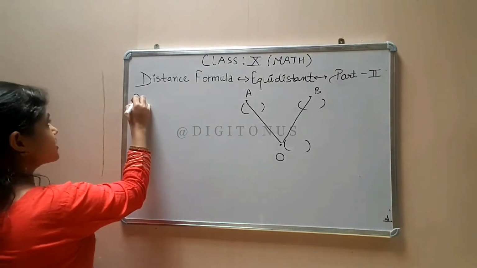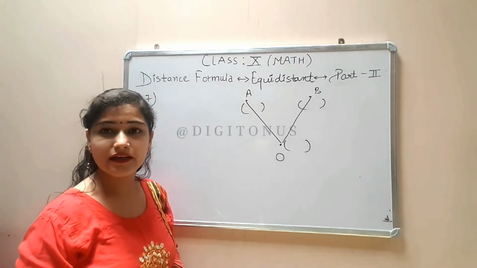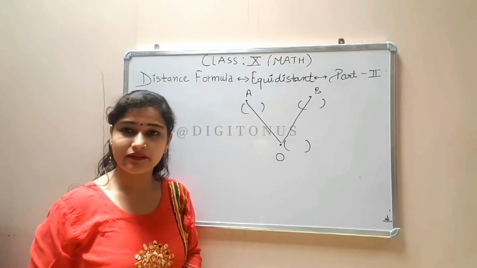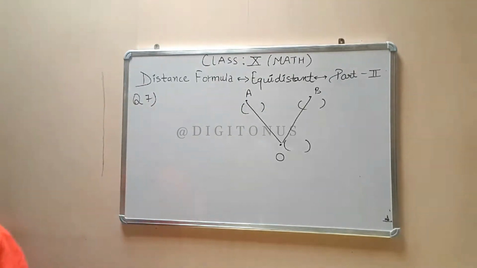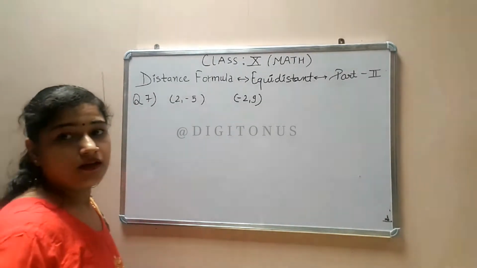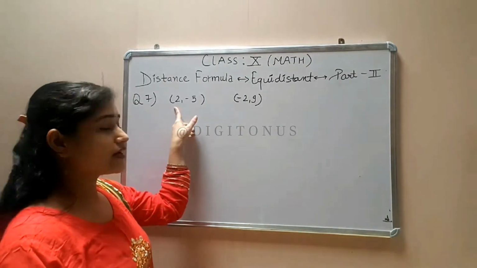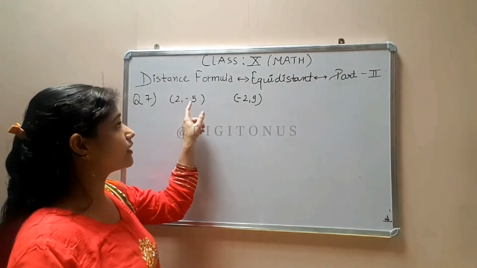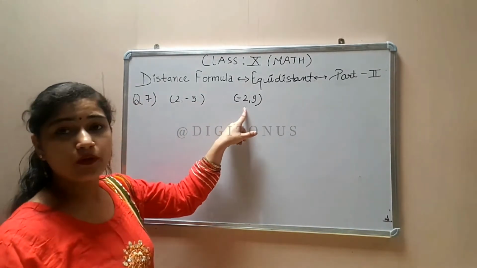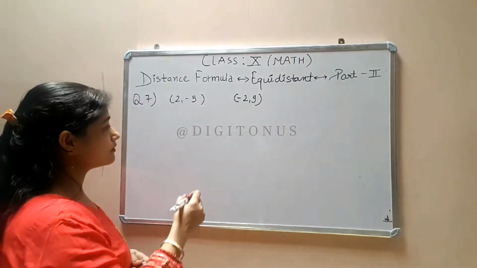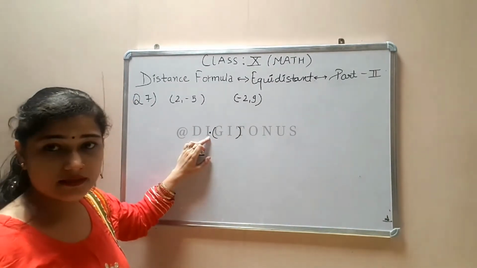So we will do question number 7 of exercise 7.1, that is based on equidistance. Okay, so open your book and read the question. So students, the question is, there are 2 points, the values of these 2 points are (2, -5) and (-2, 9), and the distance of both points is equal from a point which is on the x axis. एक point है जो x axis पे है.